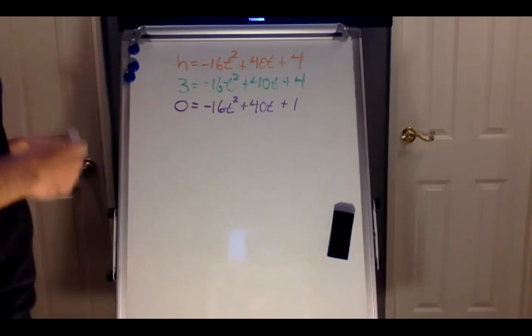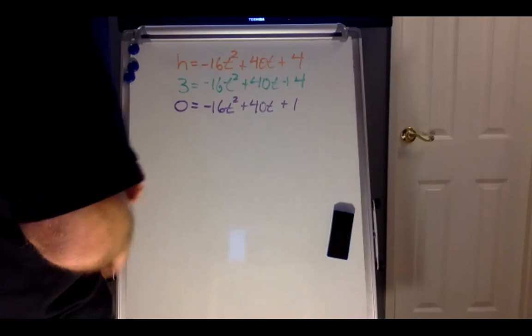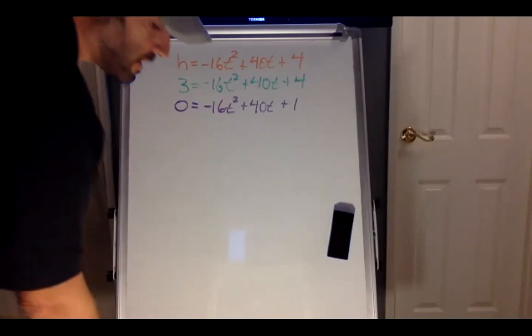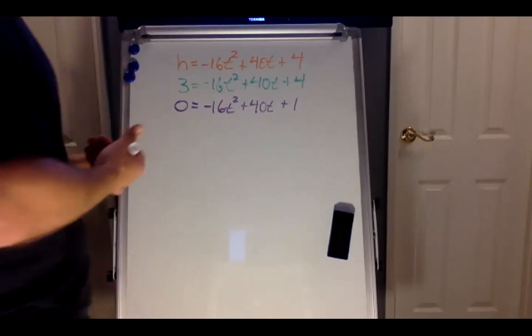Okay, so now, the best way to answer the question is to find out what they are asking for. They're asking for roots. They're not asking for the vertex. So you have to think, what is the best way to do this? And you think, okay, we're in a section here where we're talking about the quadratic formula.